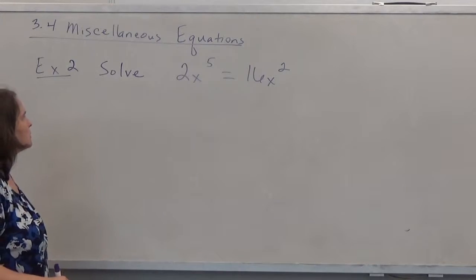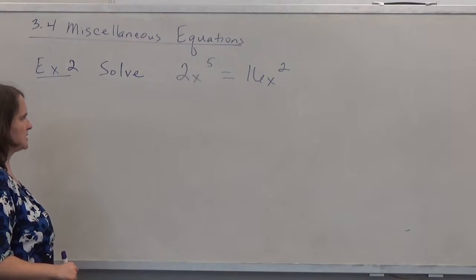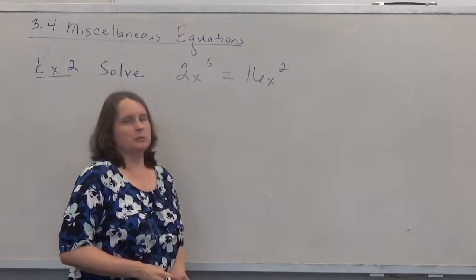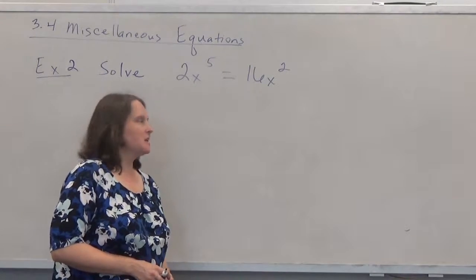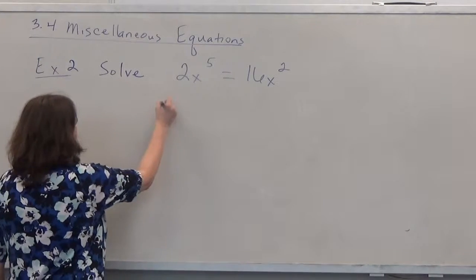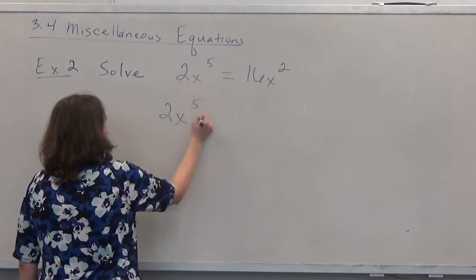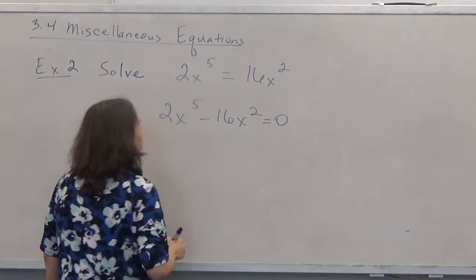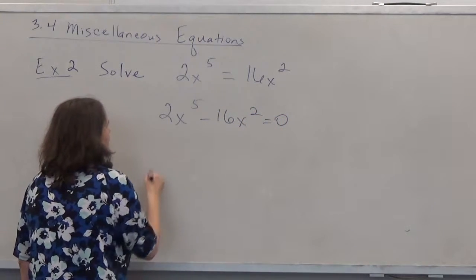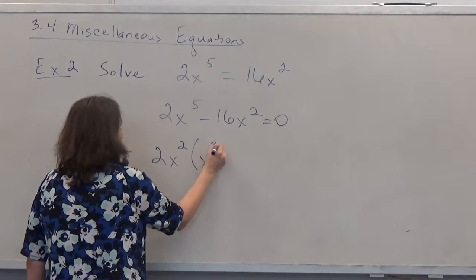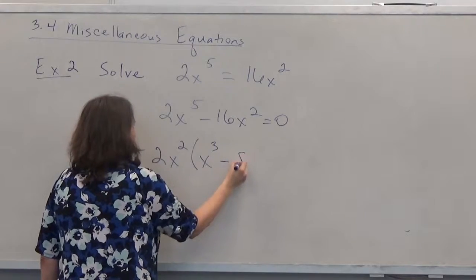In example 2, we're going to solve 2x to the 5th equals 16x squared. Just like we had to do with the quadratic equations, we need to start by setting this to 0. So let's subtract the 16x squared on both sides. We'll have 2x to the 5th minus 16x squared equals 0. Then we need to factor. So I can take out 2x squared. I'm left with x cubed minus 8.